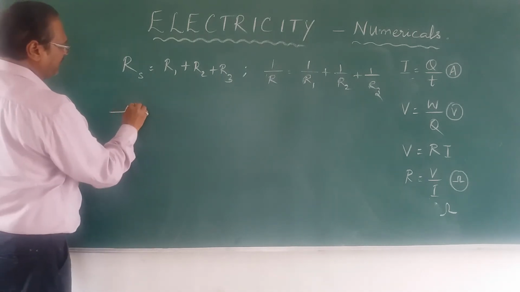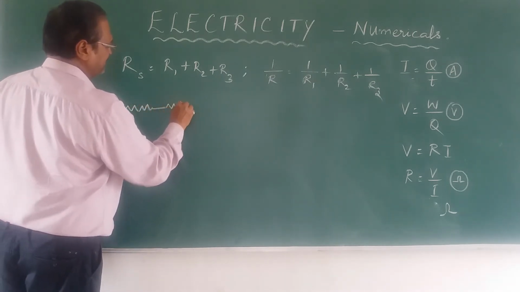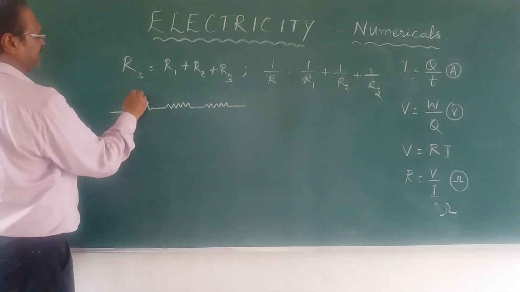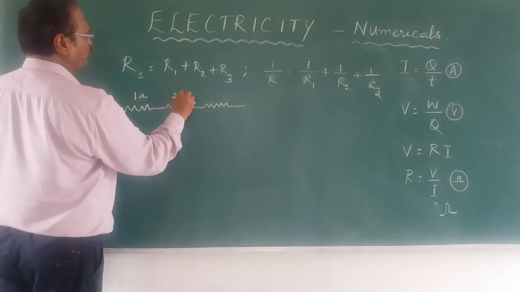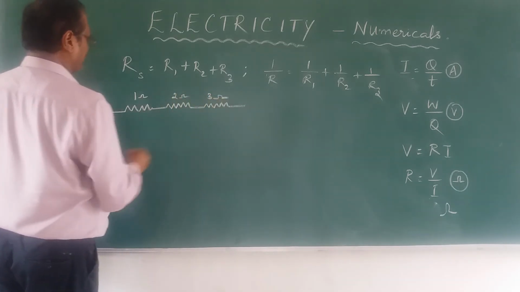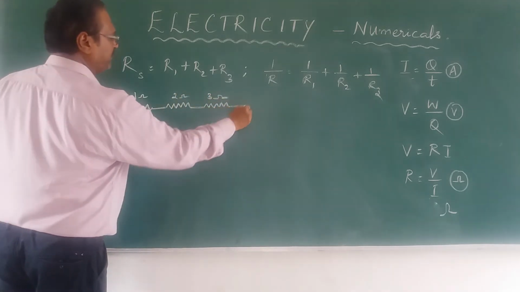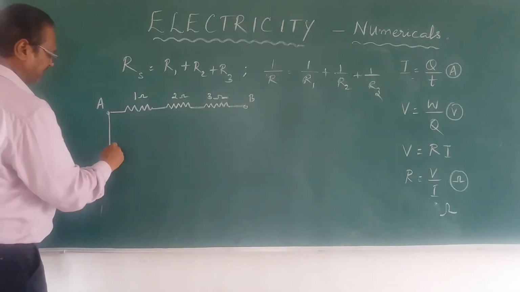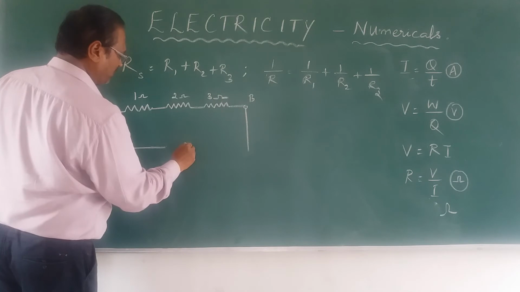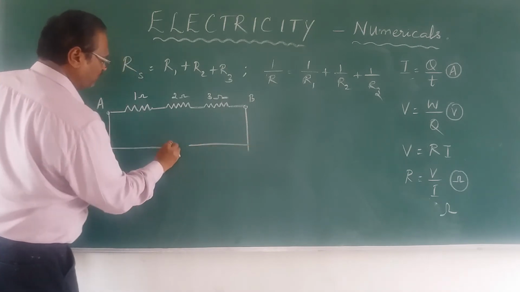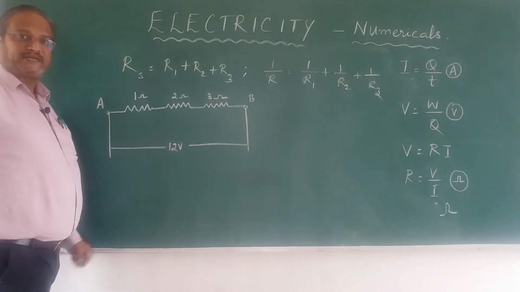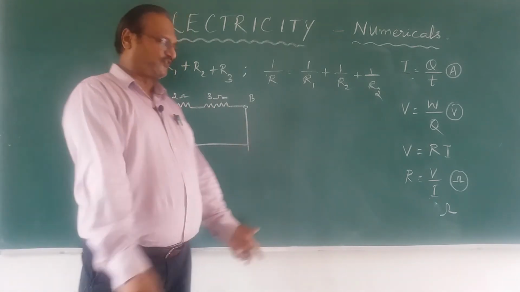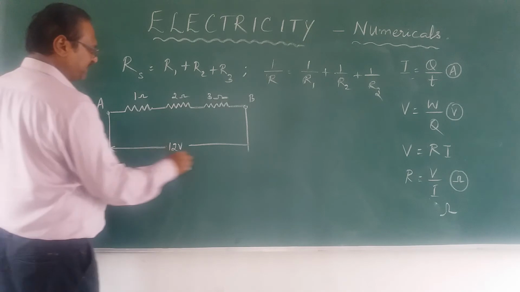Suppose I have three resistors, let us say like this. Now, one is let us say 1 ohm, another is 2 ohm, another is 3 ohm. Now, this is connected between, let us say, point A and point B. This is connected across a potential difference of, let us say, a 12 volt battery. A battery is a collection of cells, which will give more potential difference. 12 volt I have connected.